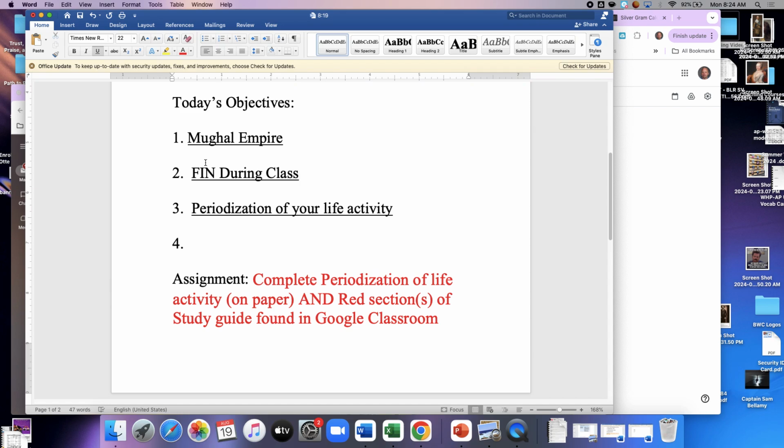In Module 10, the first part of it is called the Mughal Empire. It's going to talk a lot about the Islamic religion, which is Muslim, and it's going to talk a lot about India. Whereas in some other classes, maybe we start in different places. The Mughal Empire, fill in notes for that part during class, get that done. Periodization of your life, complete that in the red section in Google Classroom. So it's exactly the stuff that we just went over.